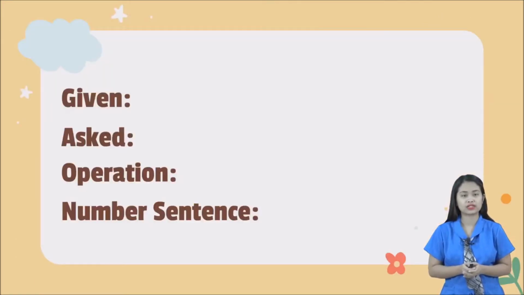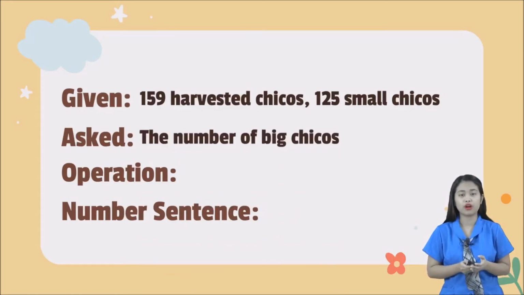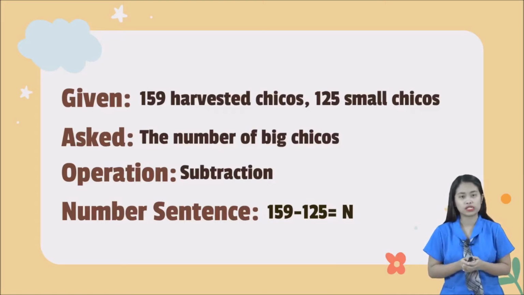So now let us answer some questions. So what is given? The given are 159 harvested chicos and 125 small chicos. So what is asked? What is the question? The number of big chicos. And what operation are we going to use? It is subtraction. And the number sentence is 159 minus 125 equals n.